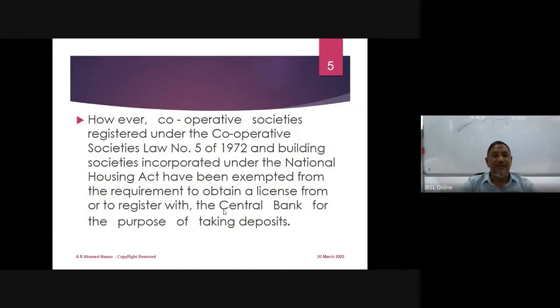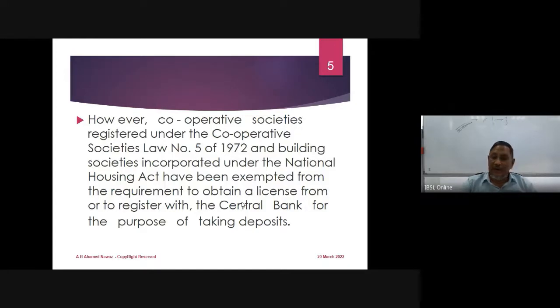However, cooperative societies registered under the Cooperative Society Law No. 5 of 1972 and building societies incorporated under the National Housing Act have been exempted from the requirement to obtain a license from, or to register with, the Central Bank for the purpose of taking deposits. So the exempted organizations are cooperative societies, that is, cooperative rural banks. They come under the Cooperative Development Act, and also the National Housing Act. They are also authorized to mobilize deposits under housing funds.